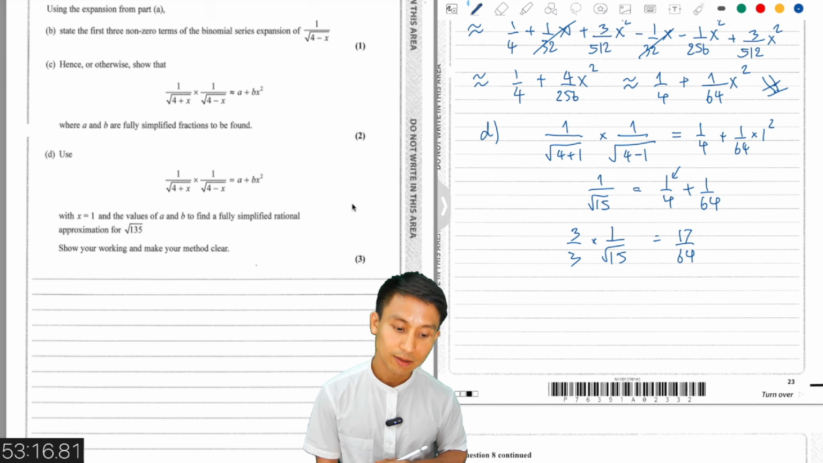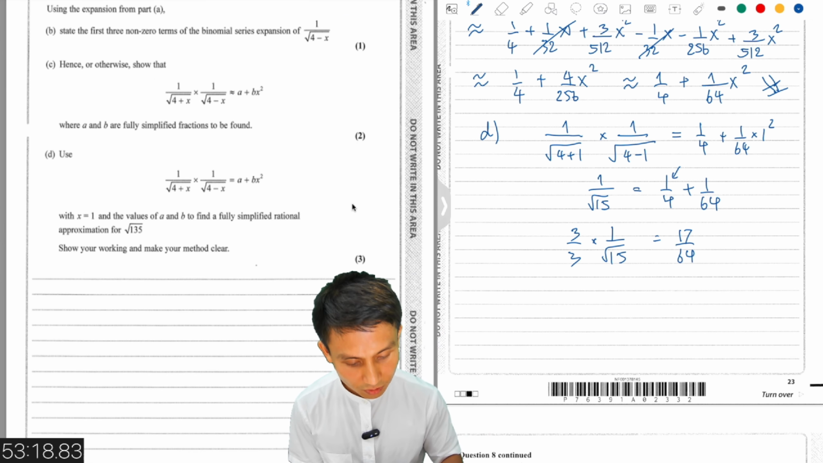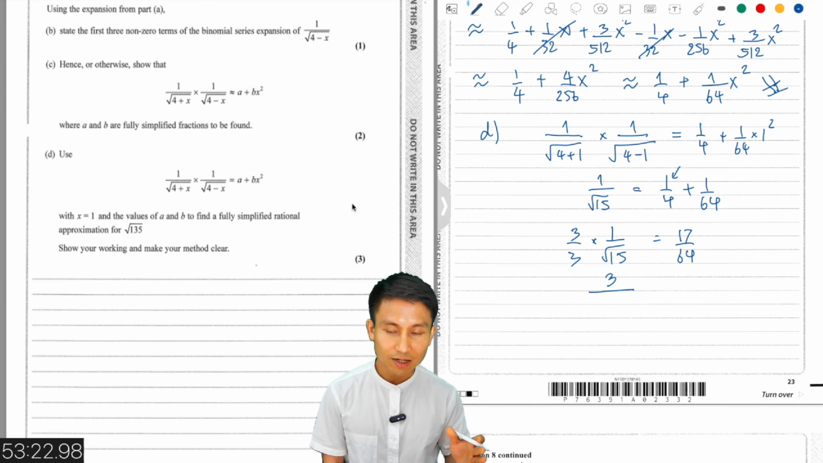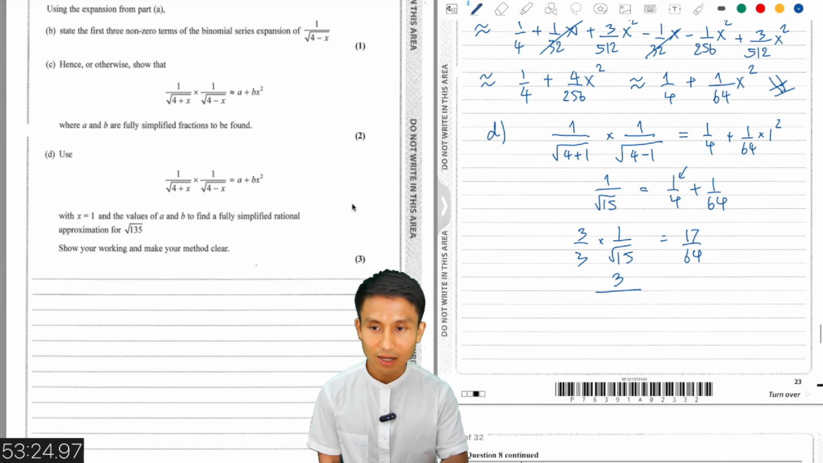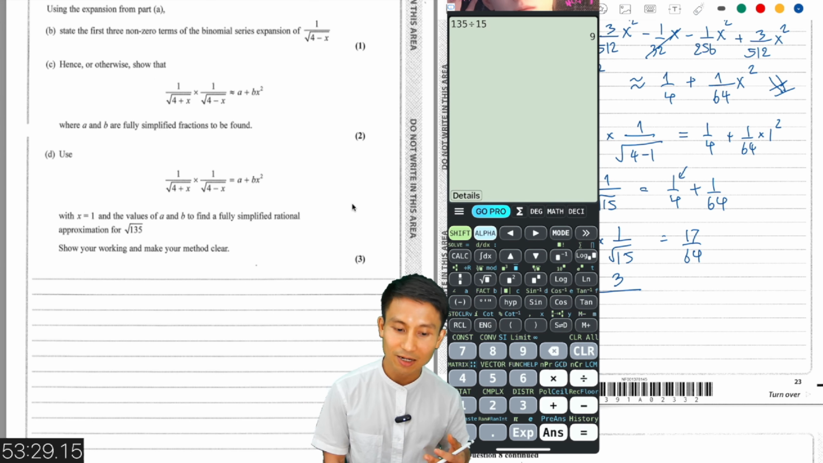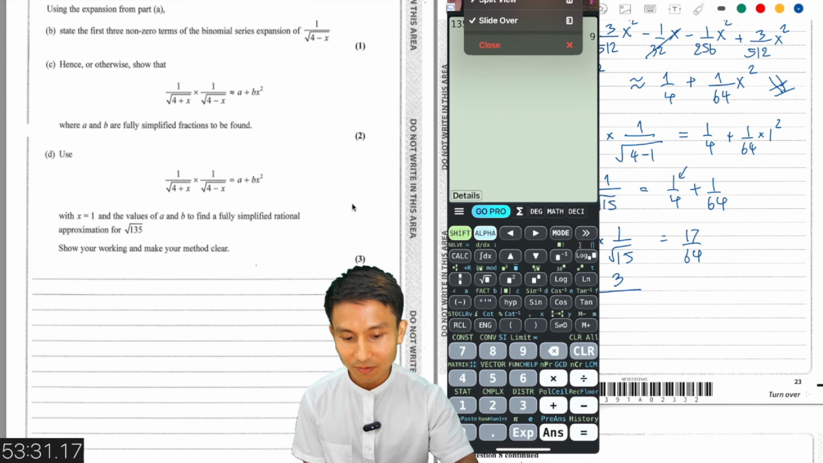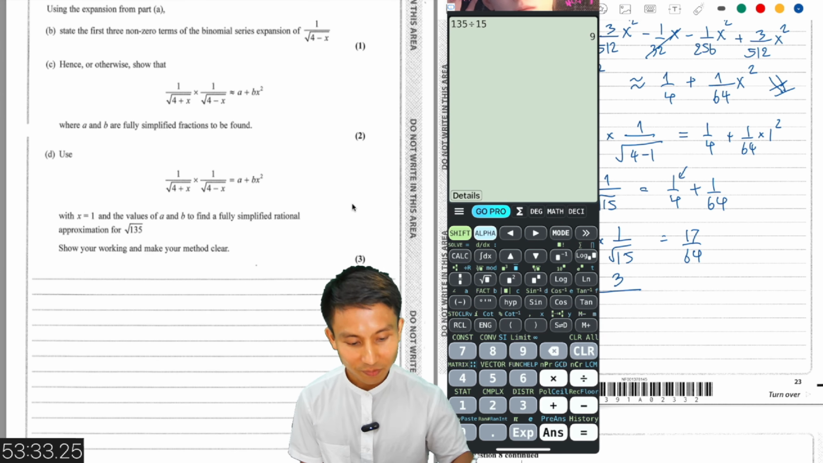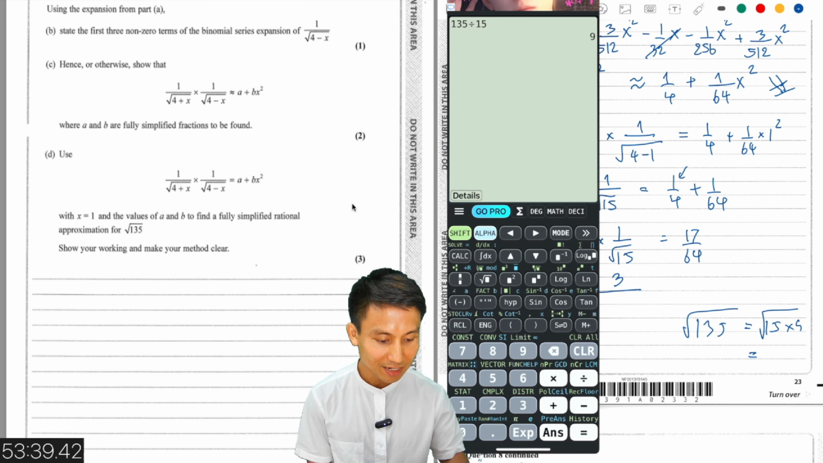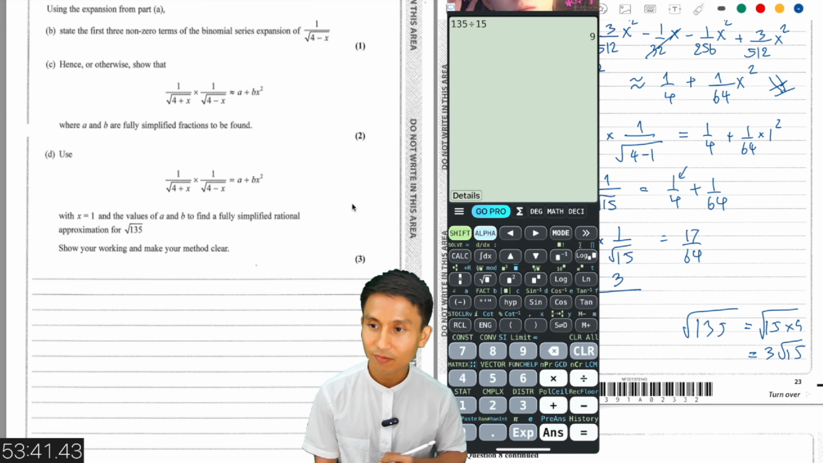Yeah, I'm happy with that. So the left side will be 3 over 3 root 15. Well, because I tried in a calculator to see if 15 can divide into 135. And it can. So that means you can do something here. Because root 135 is just root 15 times 9. That is actually 3 root 15, isn't it?